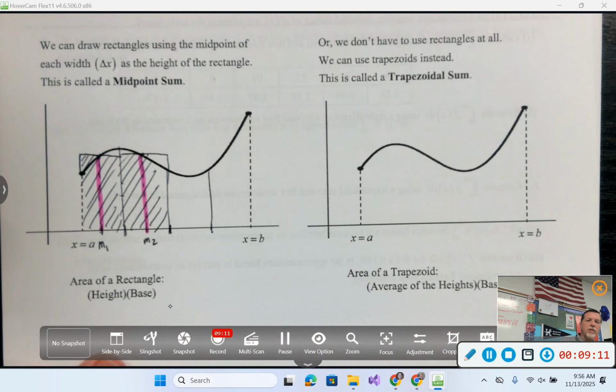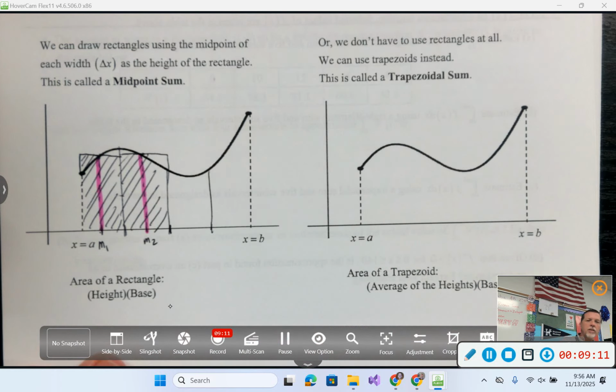But do you know what would make it more accurate regardless of whether we were doing left, right, midpoint, or trapezoid? What can we do to make our area estimate more accurate? How many rectangles, what about the number of rectangles? What's that? Yeah, if you put 8 rectangles in there, it'd be more accurate. If you put 100 rectangles in there, it'd be really accurate. If you put like 1,000 rectangles in there, it'd be a pain to calculate by hand, but it would be super accurate. And so the more rectangles we add, the better our answer gets, regardless of which method we use.